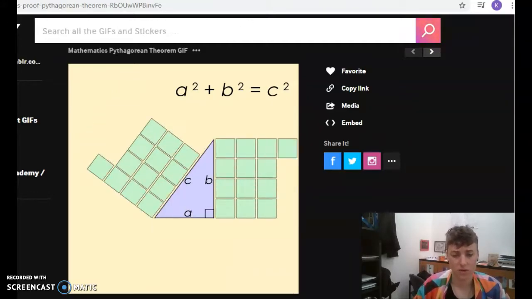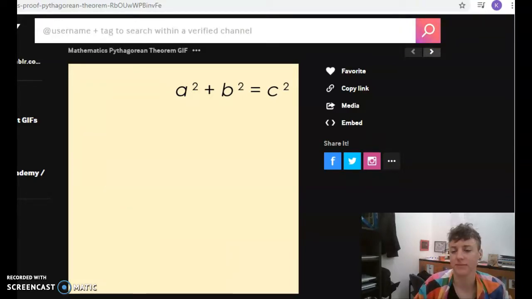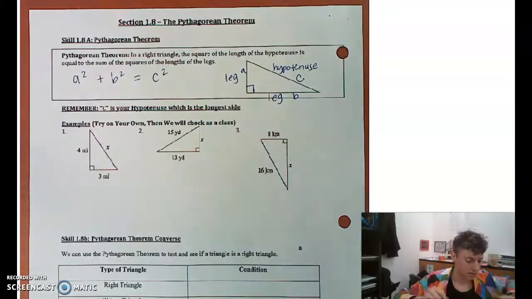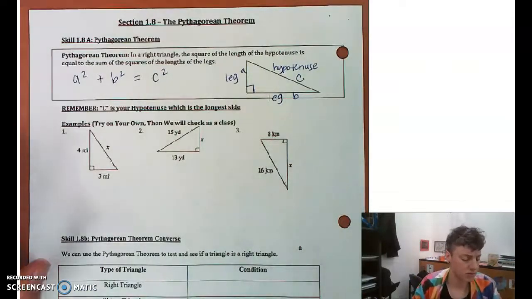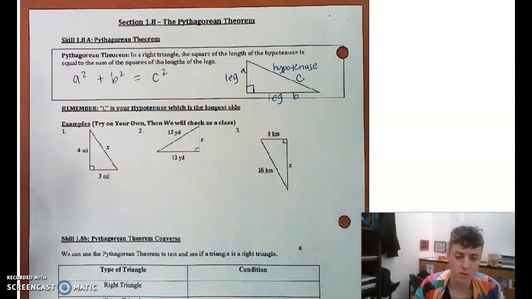Let's watch it one more time. There's our B squared plus our A squared equals our C squared. That's the bomb. So very cool. Alright, so let's try to use this Pythagorean theorem in some examples. A squared plus B squared is C squared.